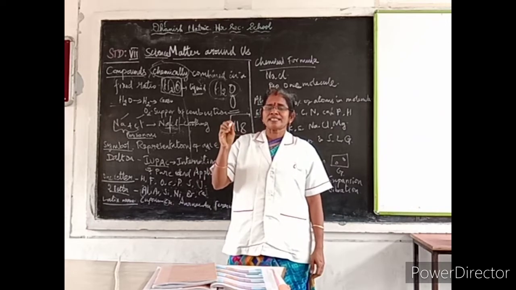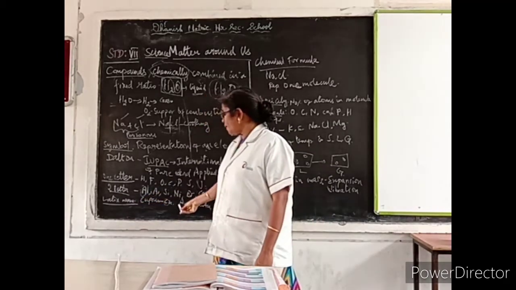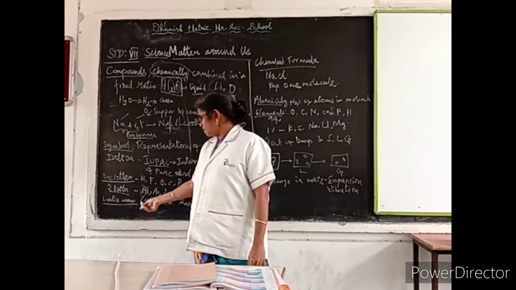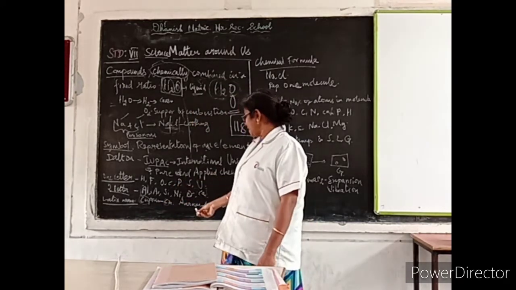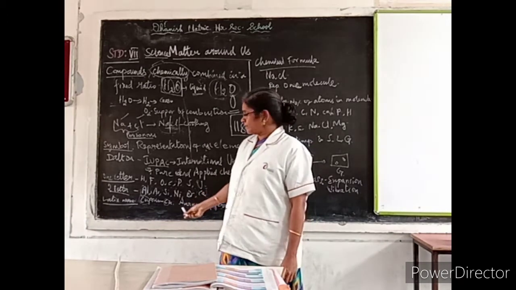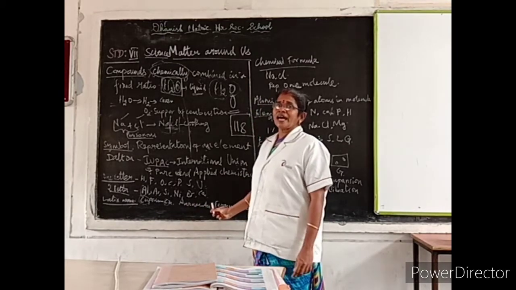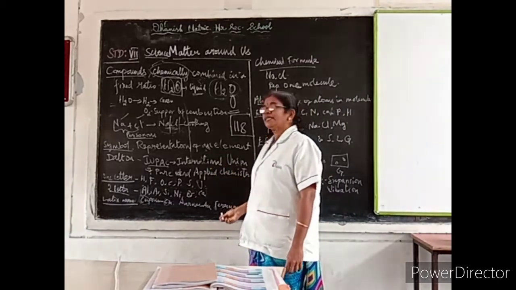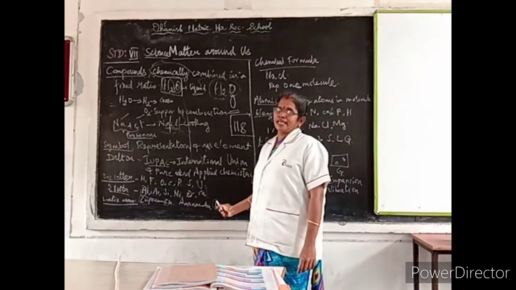In that case, they use the Latin name. For copper, the Latin name is cuprum, C-U-P-R-U-M. The first two letters are taken as the symbol for copper. Like that, aurum means gold. The Latin name for gold is aurum, and the symbol is Au. Like that, iron: you write I-R-O-N as a straight name, but the Latin name is ferrum. Here they write the first two letters, F and E.